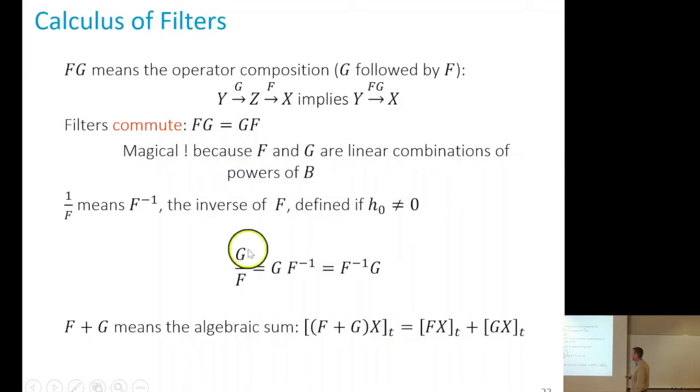Therefore, we can write g over f, and that means g f minus 1 or f minus 1 g, because both are equal. Of course, when we do an operation of filters like g over f, here it means the composition. The sum means the traditional algebraic sum. That's f plus g of x at time t is the filter f applied to x at time t plus the filter g applied to x at time t.